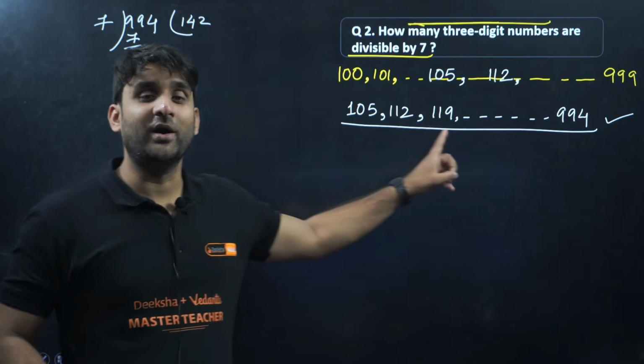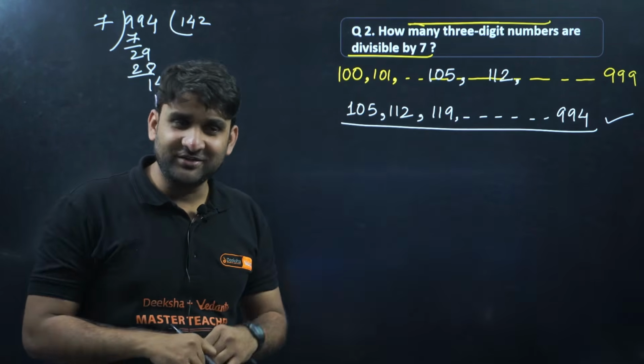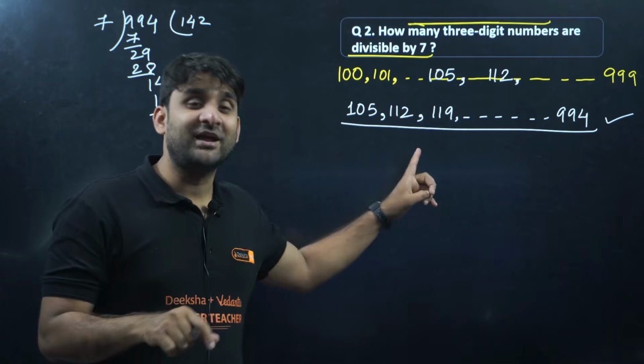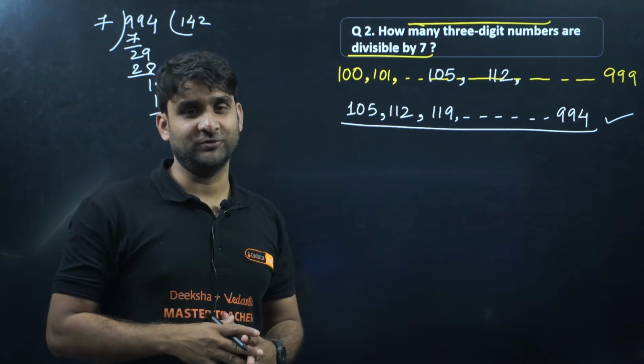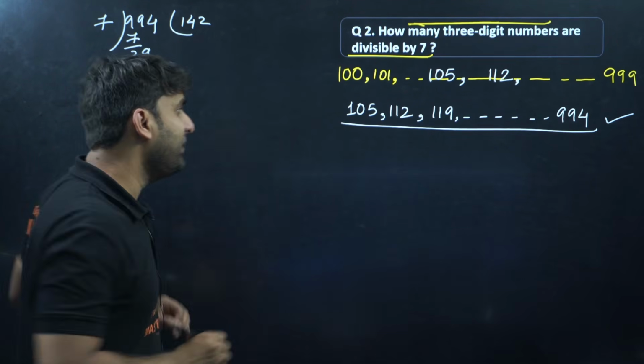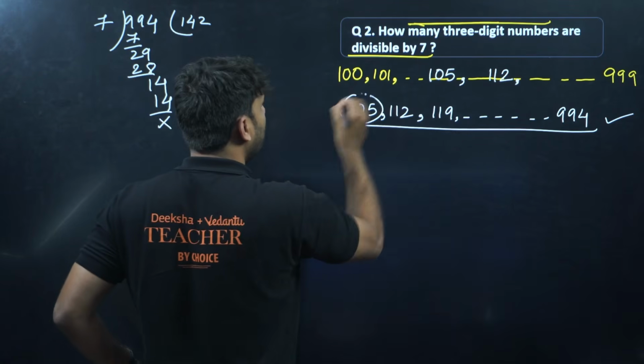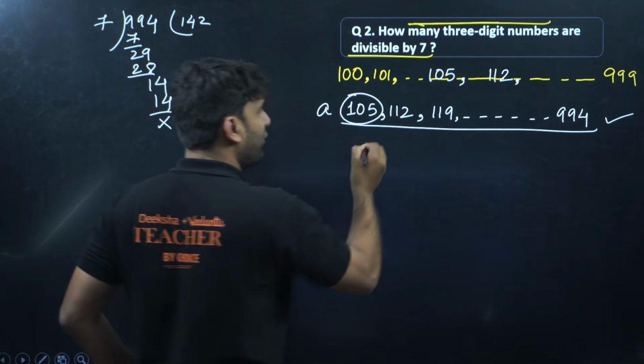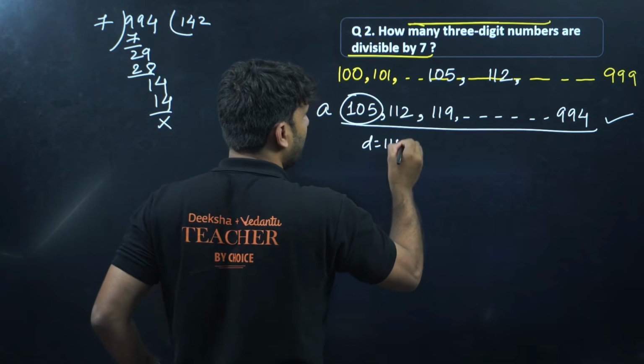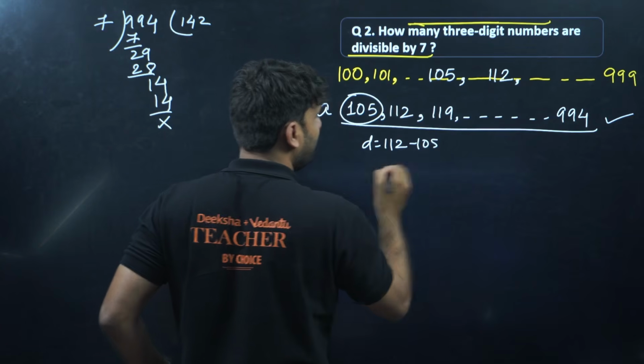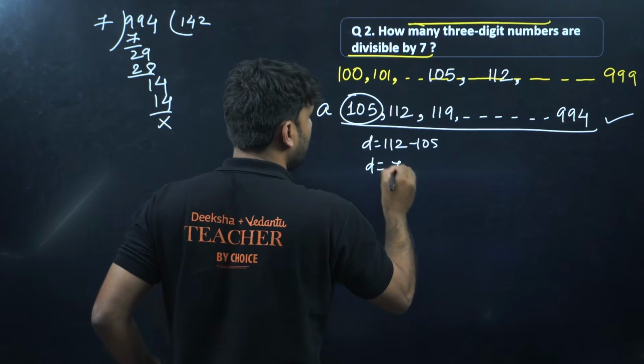This is our required AP. All the numbers are 3-digit numbers, and these numbers can be divided by 7 also. Right? Now we have the AP. So guys, this will be your A, 105, and what will be D? 112 minus 105, the common difference. So here we go, D is equal to 7.